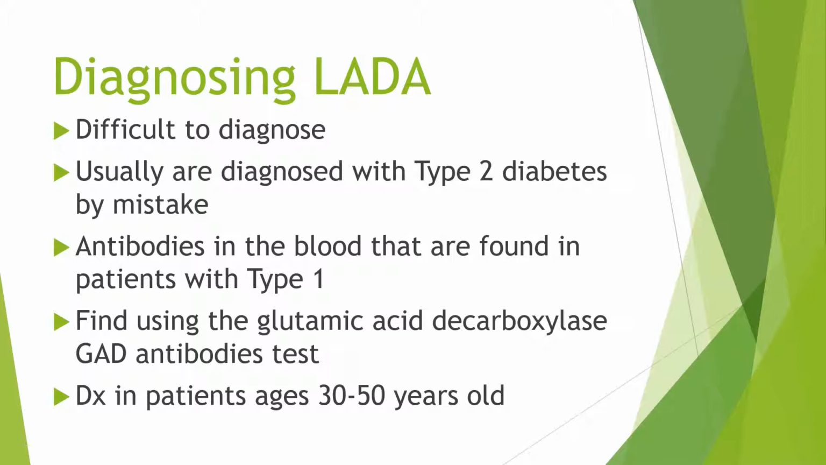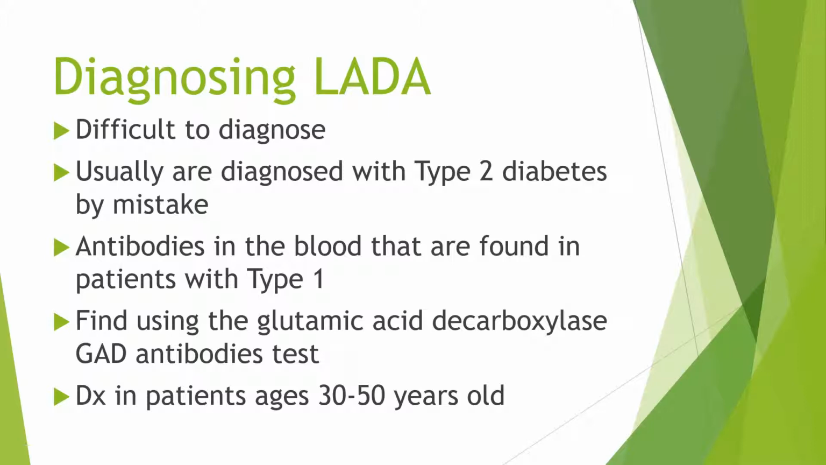Diagnosing LADA. It's difficult to diagnose because, like I said, it's between type 1 and type 2. It's not geared toward 1 or 2, so it's mainly in the middle, and it's usually diagnosed by mistake as type 2. The antibodies in the blood that are found in patients with type 1 would be the same type of antibodies that they would be tested for in a blood test.